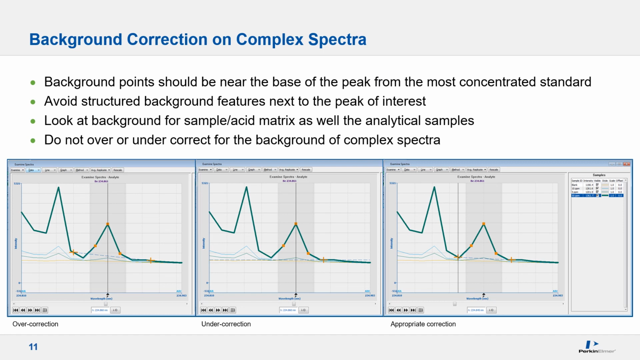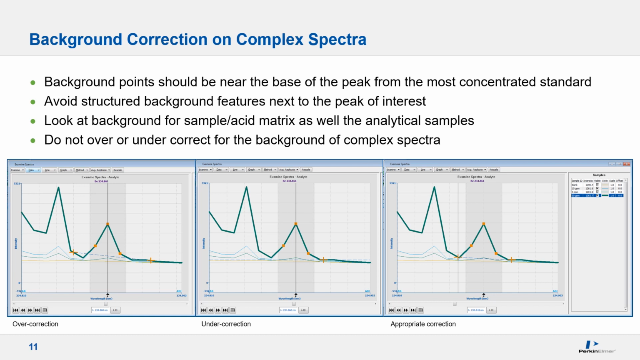A single point correction for the selenium spectra shown on the previous slide was sufficient to correct for the background shift. However, this will not always be the case. A few notes on the positioning of background points with complex spectra. Background points should always be positioned near the base of the peak from the most concentrated standard.